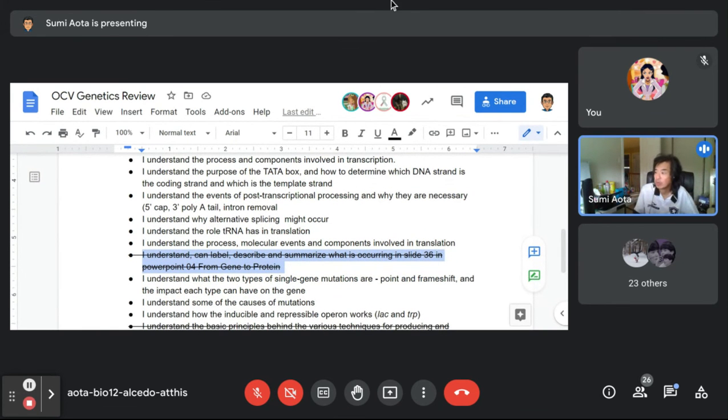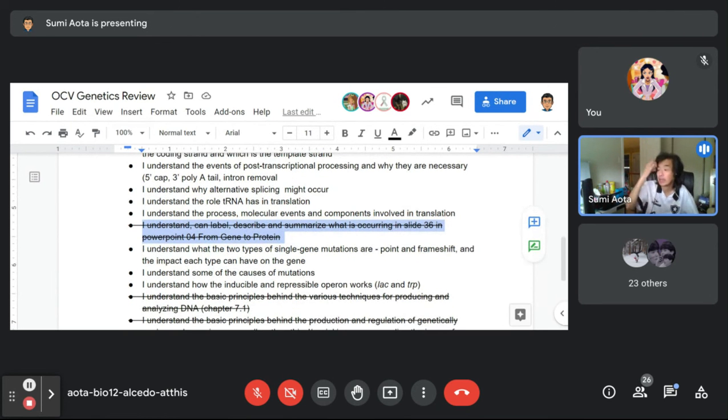You know what the two types of single gene mutation are, point and frameshift, and how they affect the gene. You understand some causes of mutations, and you understand how inducible and repressible operons work. Lac and Trp are specifically the two that we want to talk about.